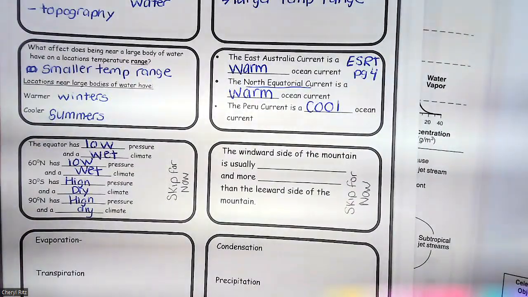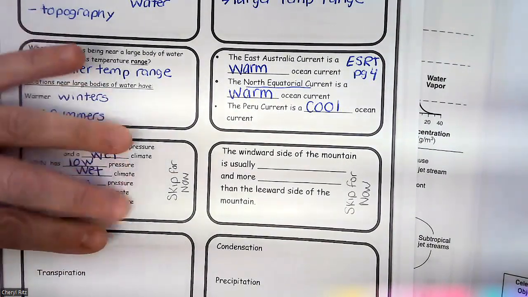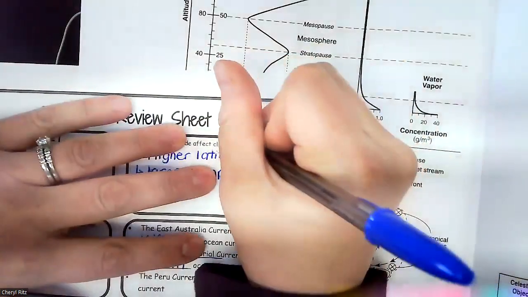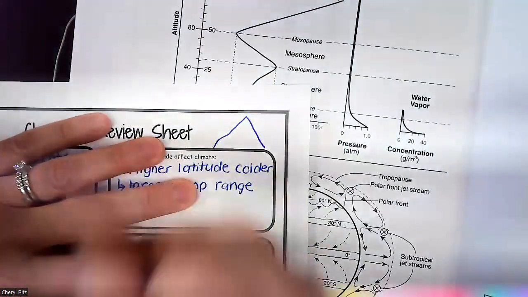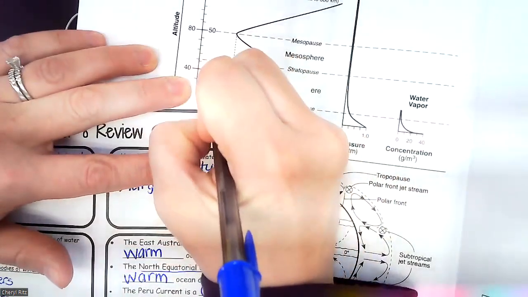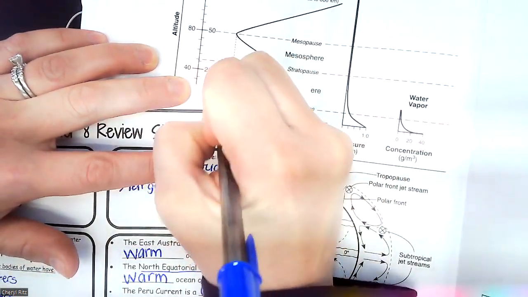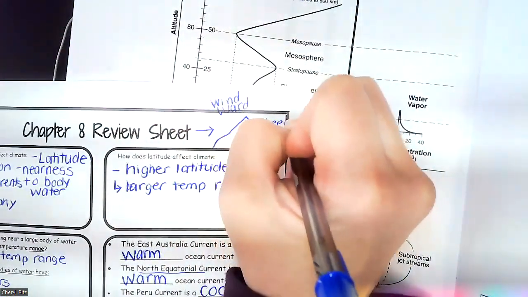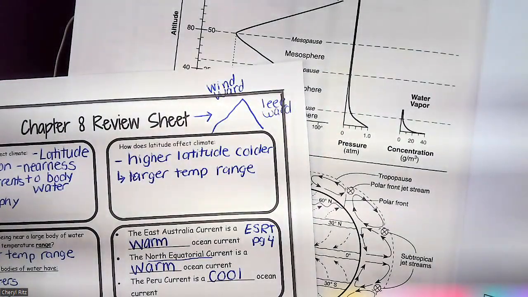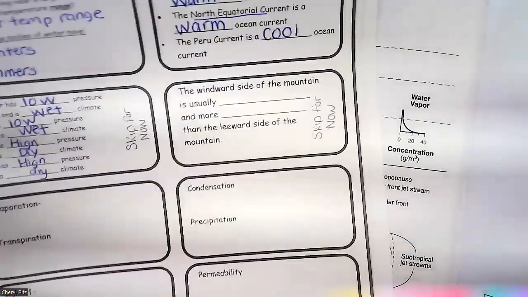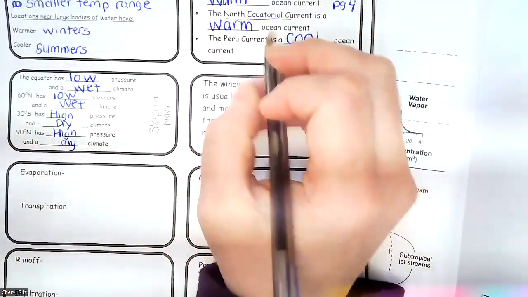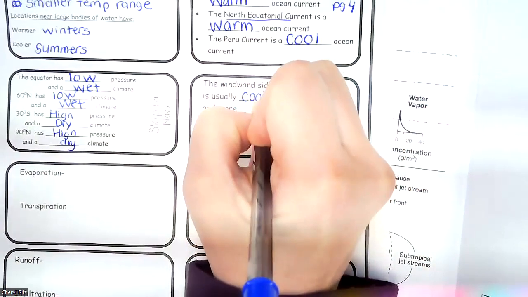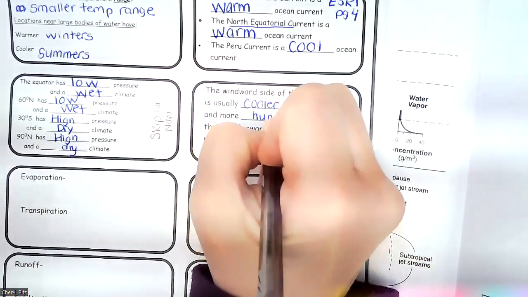The last word is the windward and the leeward side of a mountain. So let me just refresh your memory. We have a mountain. The wind is going to come from one side. The windy side is the windward side. The other side is the leeward side. The windy side is, remember, the W stands for wet. So the windward side is the wet side. It's also going to be the cool side. So the windward side is usually cooler and more humid, which means wet.